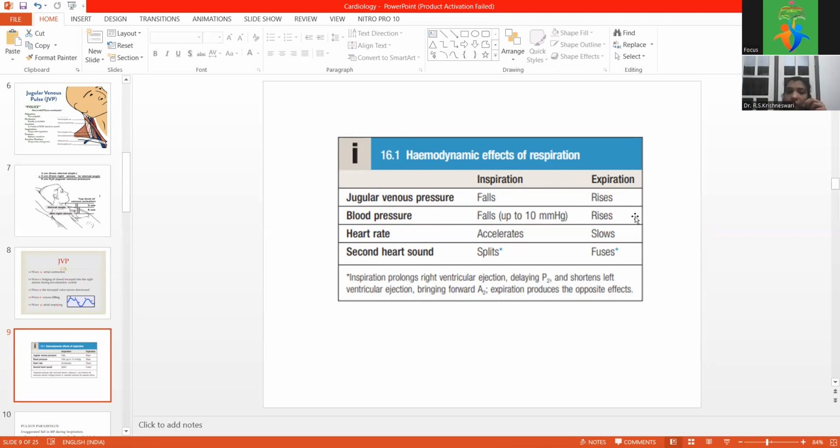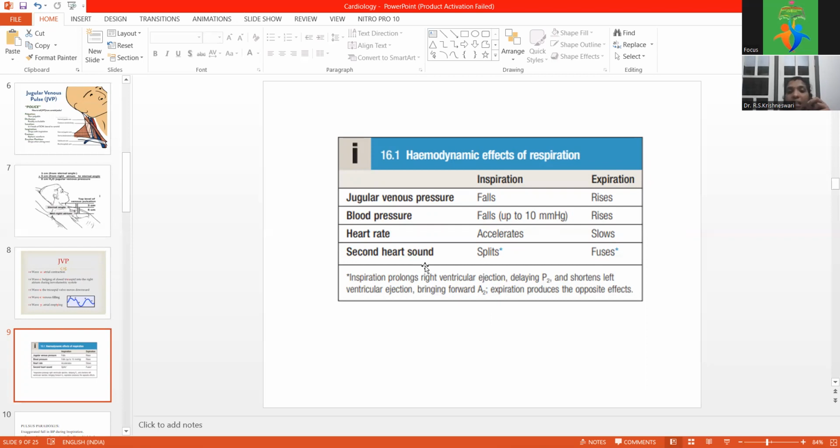That's why I kept this. And blood pressure, during inspiration, it falls up to 10 millimeter of mercury. Very important. Blood pressure falls up to 10 millimeter of mercury during inspiration, and it rises with expiration. Okay. Then regarding the heart rate, there is acceleration in inspiration, but in expiration, heart rate slows down.